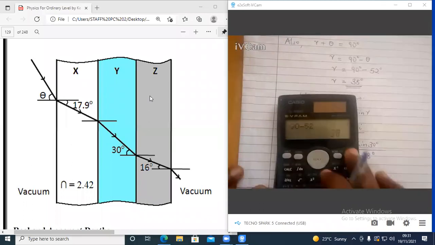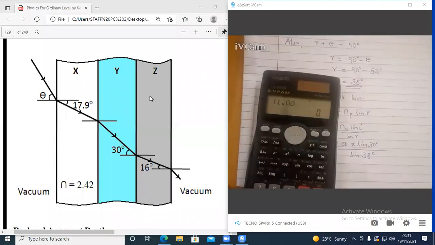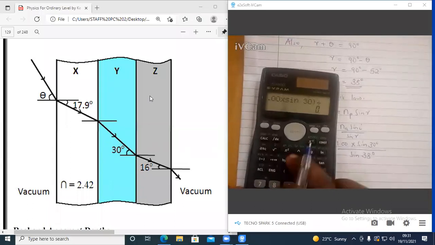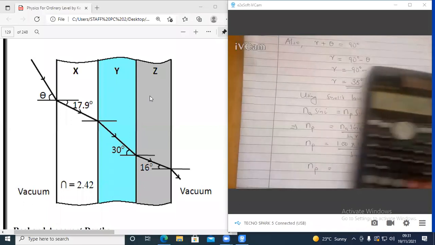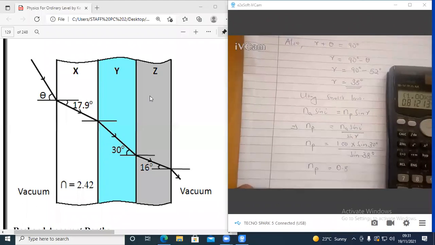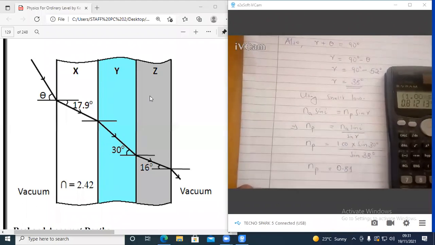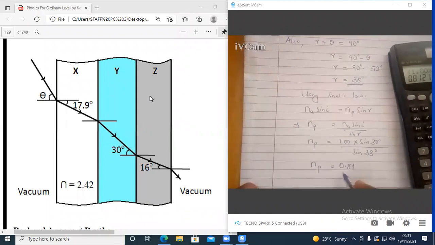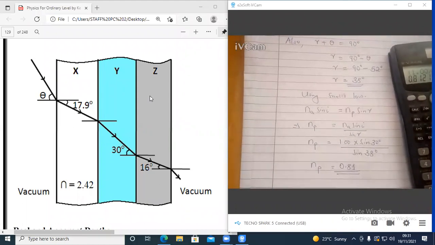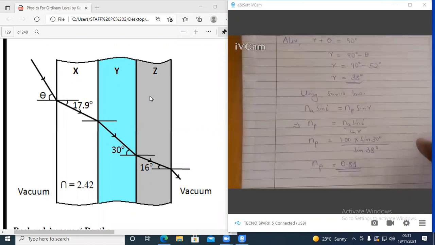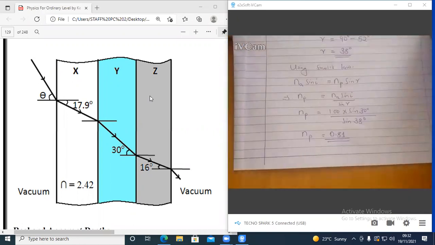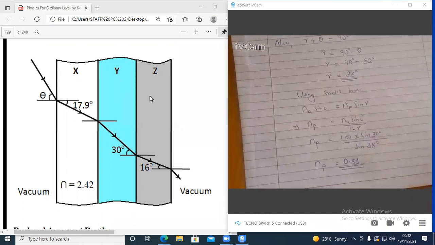So can we prove that? So 1.00 times sine of 30 degrees, close that, divide by sine of 38. What do we get? 0.81, not so? So that's the refractive index of medium P. That is the refractive index of medium P. Are we together?